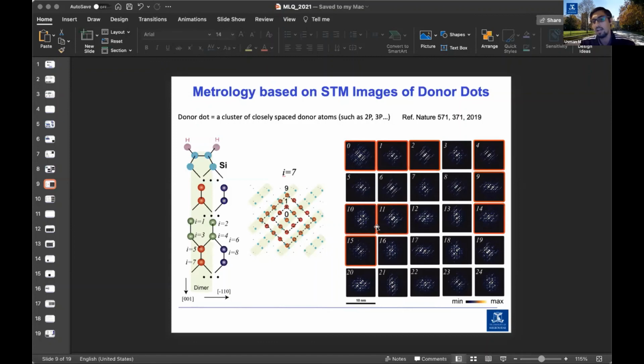And then when an unknown image comes, the convolutional neural network will be able to tell us, okay, this image belongs to class 13 with highest probability, or it belongs to class 21 with highest probability. And that allows us to map it back to the atom positions where we have placed the phosphorus atoms. So did I answer the question? Yeah. You have a very large number of classes, and you still get such high fidelity.